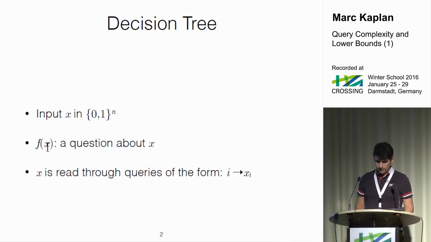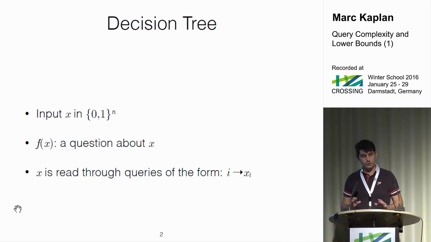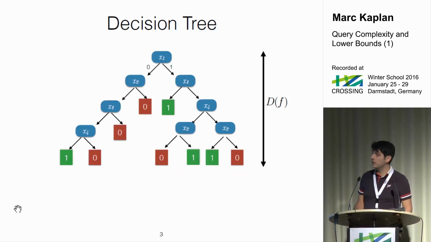And the way you access x, in general, you have your input that is written in front of you somehow, and you read x through queries. So you can ask for an index i. You can ask for the value of x on this index i, right? So the ith bit of x. All right. So if you think about it for a minute, this is called a decision tree because you can represent this as a tree.